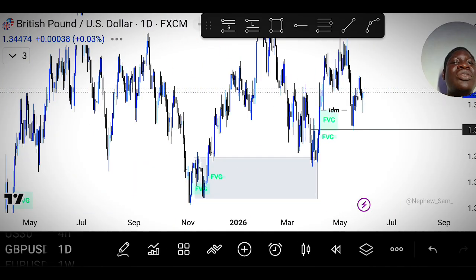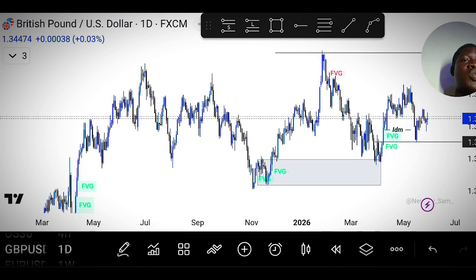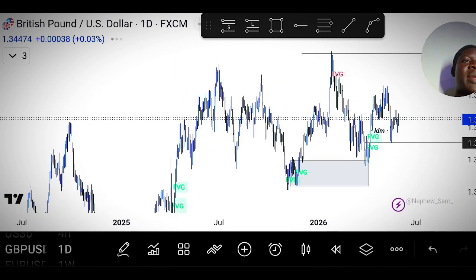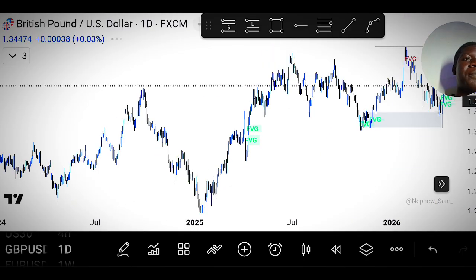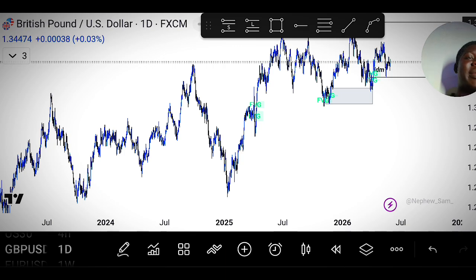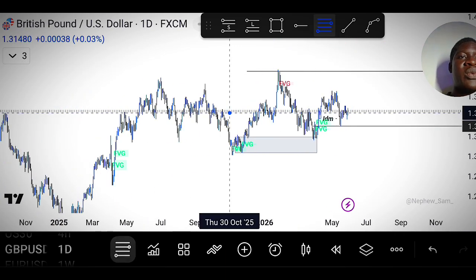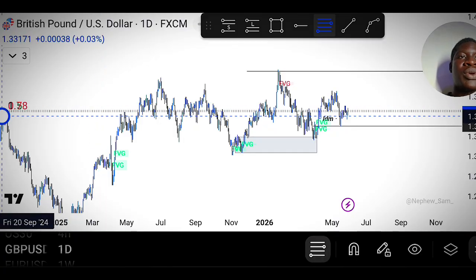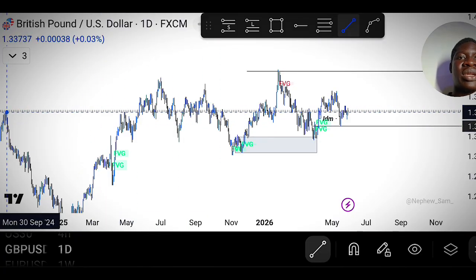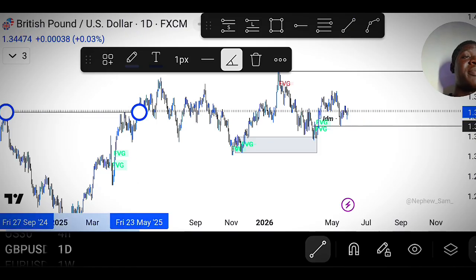Now let's do a proper analysis on this daily time frame. Here we already know the trend of the market. The trend of the market is an uptrend. Here we have a break of structure at this area. That is our BOS.